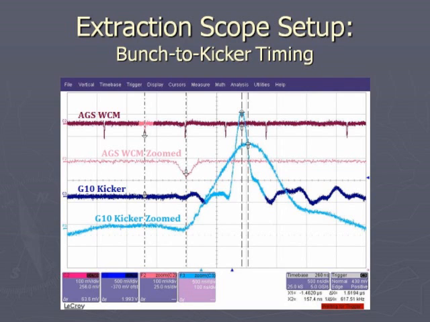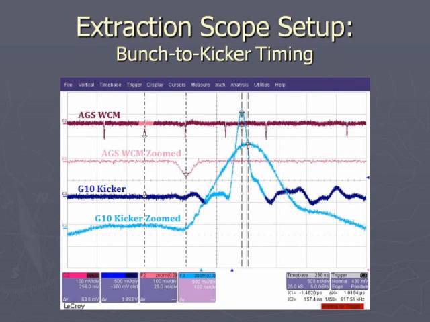So this is the AGS wall current monitor, which is G5. And the blue trace here is the G10 kicker. And the lighter traces of each color, this guy and this guy, are zoomed. So this scope, which sits at MCR3, allows you to set a function right down here, which is just an inset, a zoom of another trace. So the light pink trace here is just expanded out here.